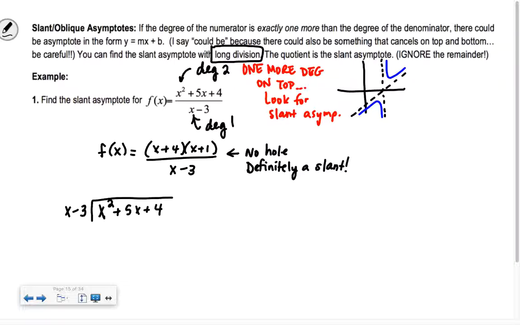Manisha's looking at me like, for reals? I left for 1 second and we're doing long division?